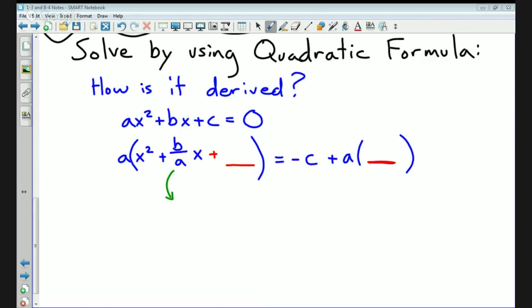Coming down here, I'm going to take half that b over a, which means we're going to have b over 2a. And then I'm going to square it. And we will get b squared over 4a squared. Add it in. If I square the numerator, square the denominator quantity, that's what I get. It means over here, I better have b squared over 4a squared as well. Add it in.